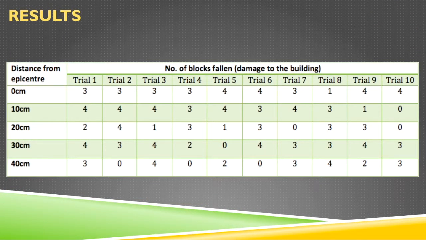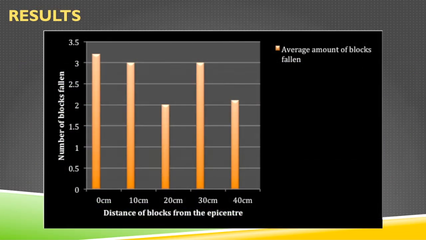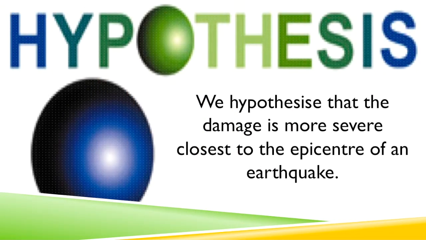This table shows our results from all our trials. We completed 10 trials at each interval. As you can see, most of the trials at the 0 and 10 centimeter intervals caused more significant damage. We found that the further the blocks were from the epicenter, the more inconsistent our results became. When we calculated the averages, the results became clearer that the closer the blocks were to the epicenter, the more damage was caused. The results at the 30 centimeter interval were inconclusive due to a structural fault which we will discuss in our limitations. Therefore, our hypothesis was confirmed.